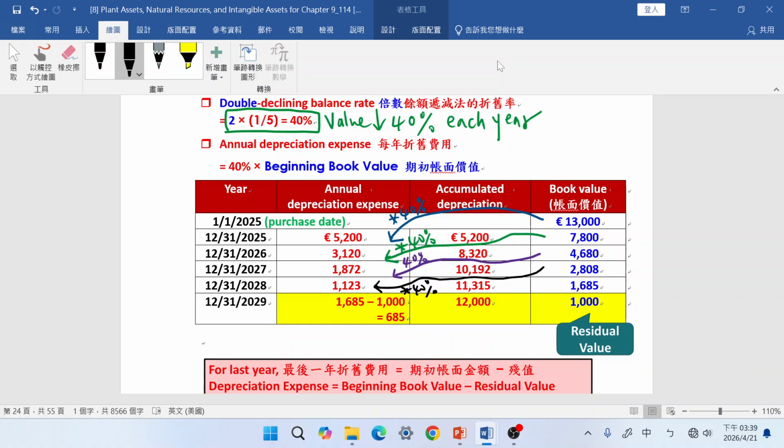40%, what's the amount for 40%? Don't forget, beginning book value. So what does it mean, beginning book value? Beginning book value is the book value from last year, right? So on December 31st, you have a beginning book value from January 1st, right? So January 1st, based on the book value, times 40%, and got the depreciation expense $5,200.